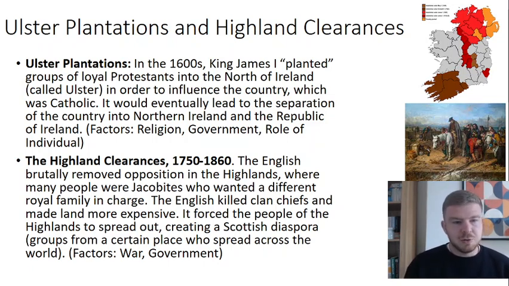And then the Highland clearances, which are from 1750 to 1860, and you can see there's a picture there of the desperation that came from the Highland clearances. And that is when the English brutally removed people in the Highlands who were against the king. A lot of the people in the Highlands were called Jacobites because they wanted a different royal family in charge.